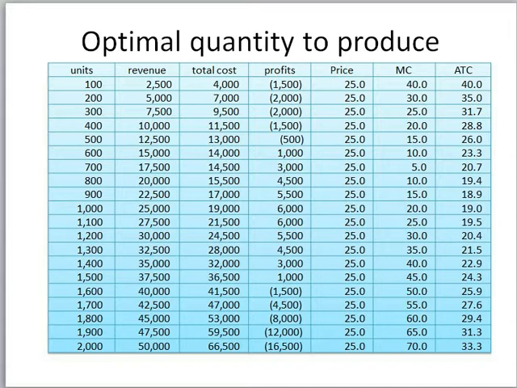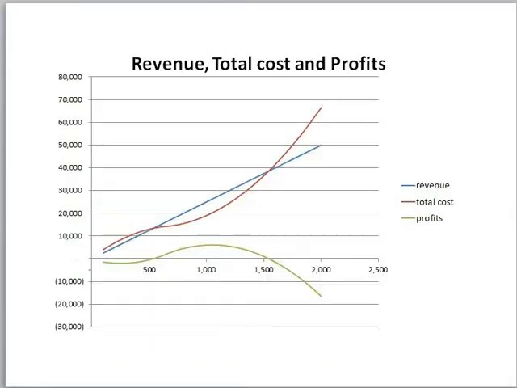And we're going to stop producing the moment that the marginal cost achieves the price. And you can see that in the table, in the row with 1,100 units, we have a price and a marginal cost of $25. It is precisely that row where we have the maximum profits at $6,000. We can explain that also in this figure.